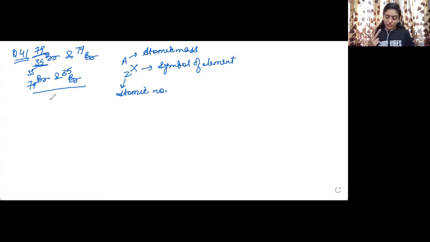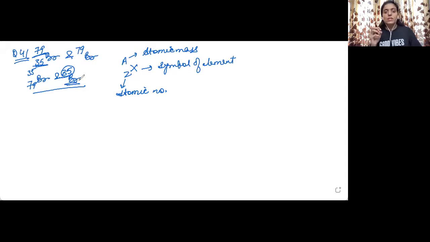Now the second thing: why can we not write only bromine 35? See, 35 is the atomic number of bromine. The atomic number of each element is fixed. For hydrogen, the atomic number is going to be 1. For helium, it is going to be 2. It can never change. Similarly, the atomic number of bromine is fixed at 35.